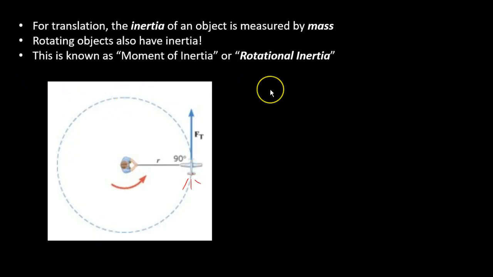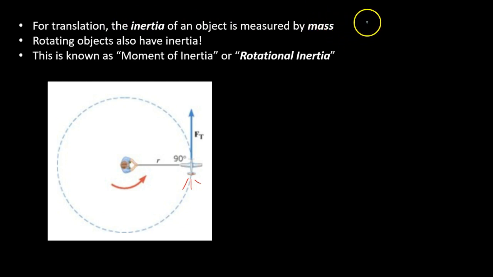To understand the idea of inertia for rotating things, I have an example that we're going to work through. We're going to prove it mathematically. I don't think the math is that difficult, so we'll do it. But we know, for example, in our old method, that inertia is measured by mass. That's what we said way back when.